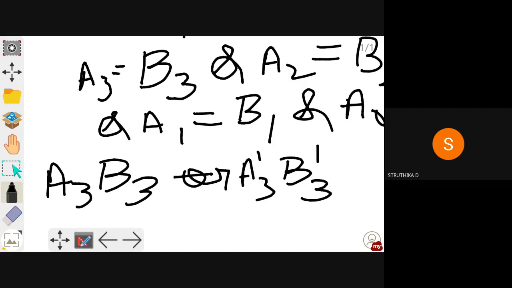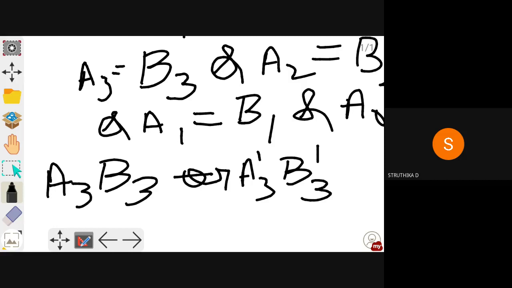Is it clear? Do you understand how I have written the condition for A3 equal to B3? If A3 equals 1, that is A3, B3 should also be 1. So A3 B3, or either A3 is 0, that is A3 dash, then B3 should also be 0, that is B3 dash.